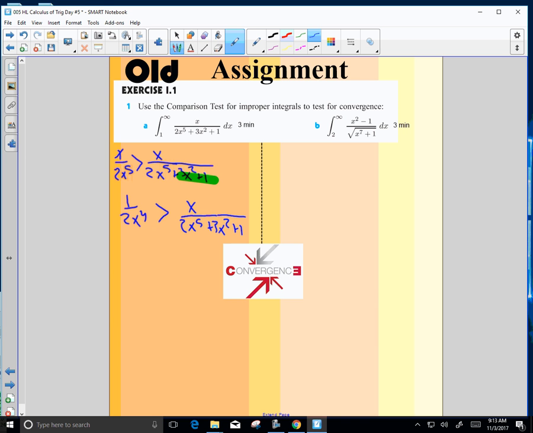And your question is, how do I know what to use? We'll take the greatest exponents and just get rid of the rest and see what happens. Let's do that with part B. x squared minus 1 over the square root of x to the seventh plus 1. What do you want to compare that to?